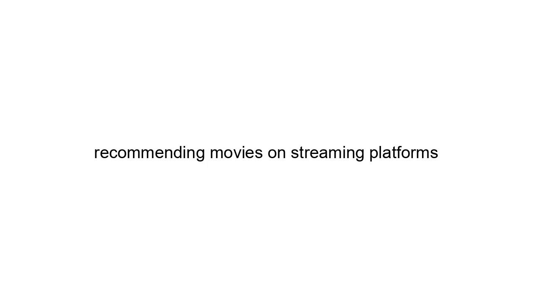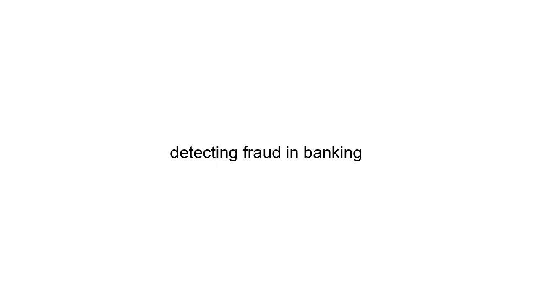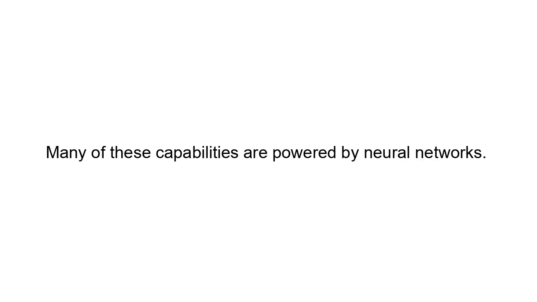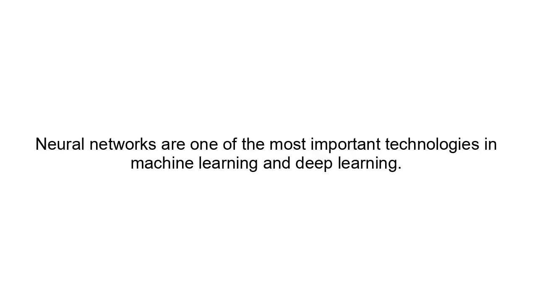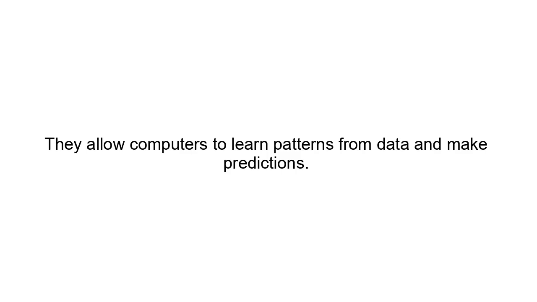Examples include recognizing faces in photos, understanding spoken language, recommending movies on streaming platforms, detecting fraud in banking, translating languages automatically. Many of these capabilities are powered by neural networks. Neural networks are one of the most important technologies in machine learning and deep learning. They allow computers to learn patterns from data and make predictions.